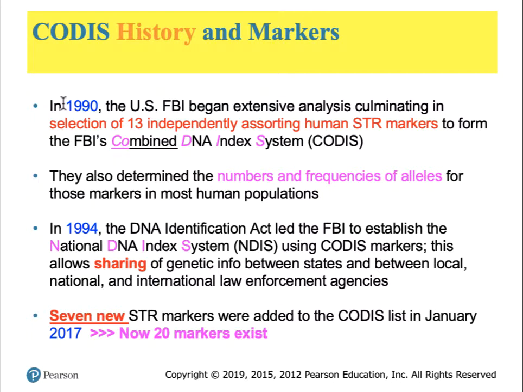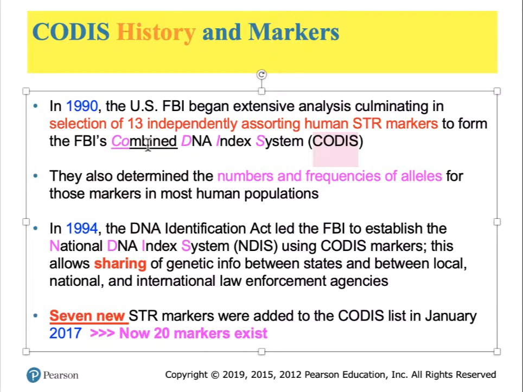As the FBI's technologies improved, in 1990, the FBI began to release these kits called CODIS. And CODIS is an acronym for Combined DNA Index System. These kits contained enough material to test 13 different loci simultaneously using similar conditions of PCR on any DNA sample. Additionally, scientists also calculated the frequency and number of alleles found for most human populations.